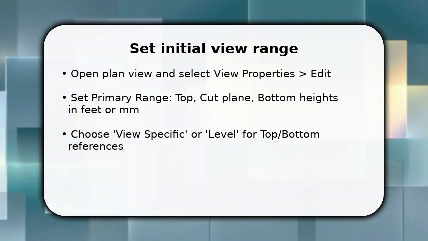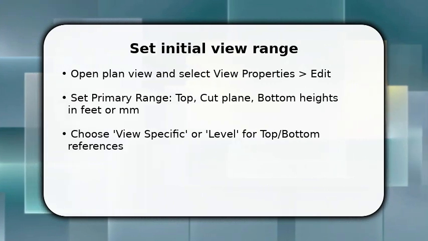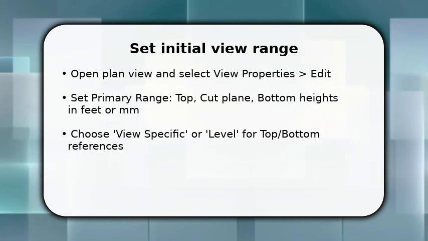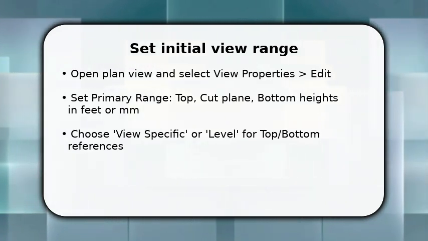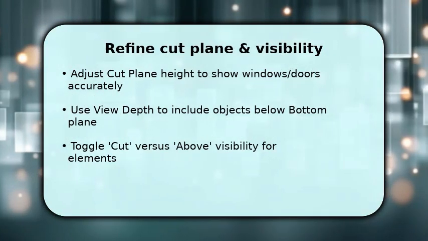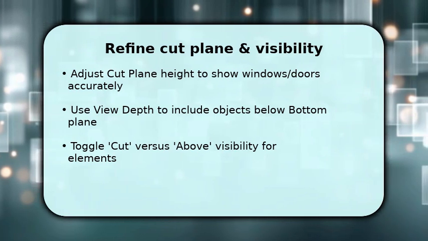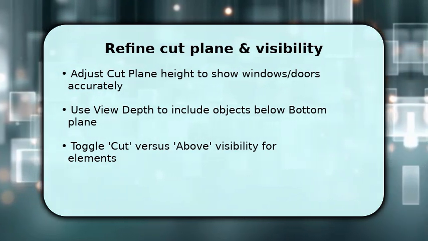Once done, select whether each plane is tied to a level or a specific distance. This ensures the view reacts predictably when you shift levels or change floor-to-floor heights. Now refine the cut plane and visibility behavior. This is where you control what objects are represented as cut versus shown symbolically.